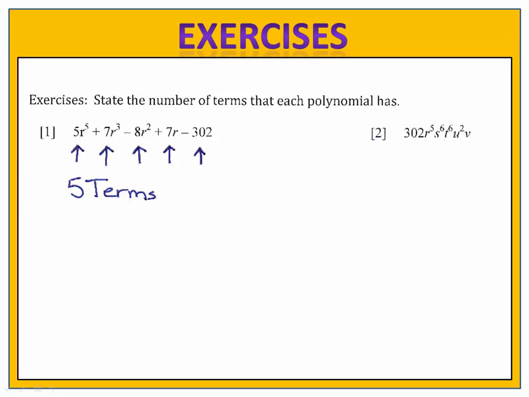In exercise 1, we have 5 terms. There are 5 monomials that make up this polynomial. In example 2, we only have 1 term. There's no addition or subtraction, just a single monomial, even though it has a lot of variables.